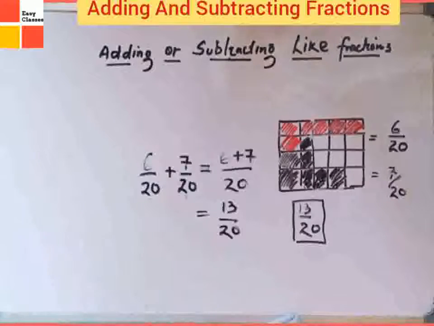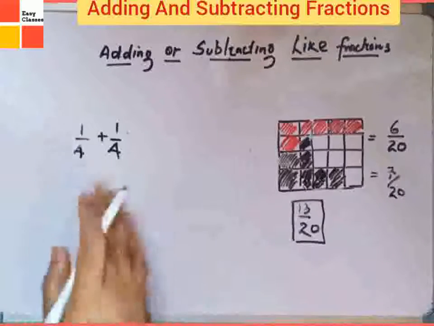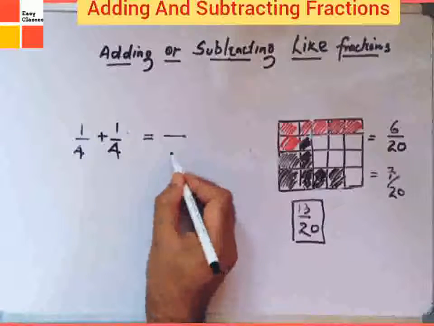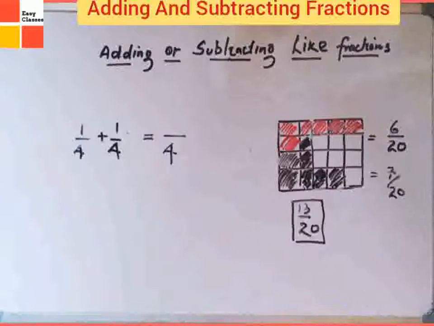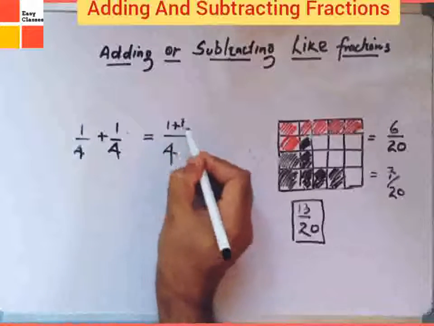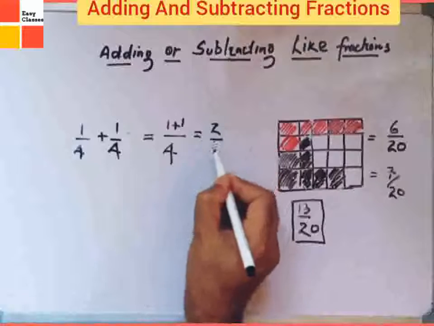While adding like fractions, we take the denominator as a common item and then add the numerators. I will take another example. See, this is another example: 1 by 4 plus 1 by 4. Denominators are same. Take this denominator as a common item and add the numerators: 1 plus 1, which is equal to 2 over 4.